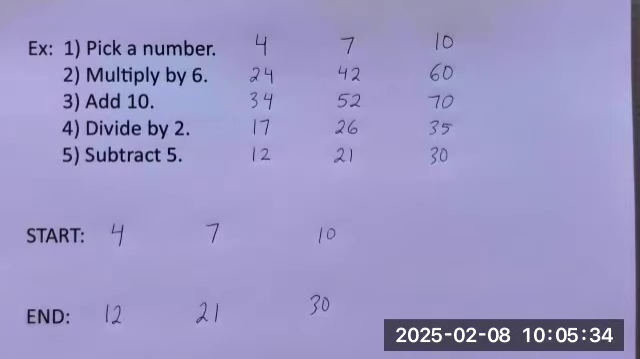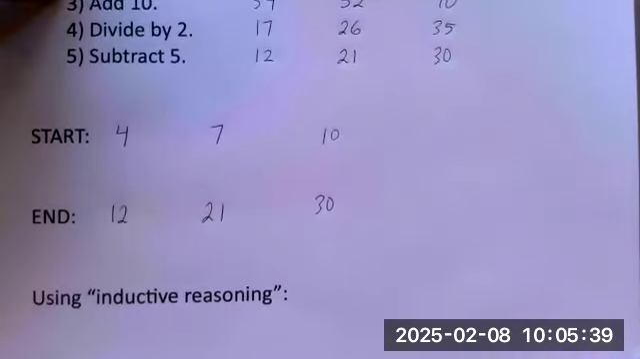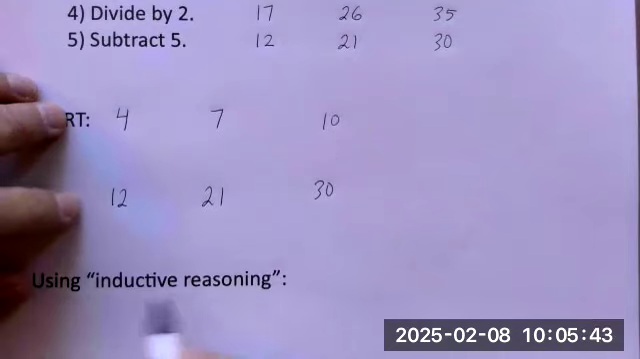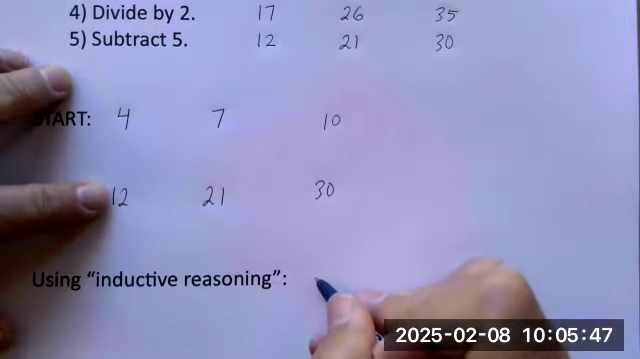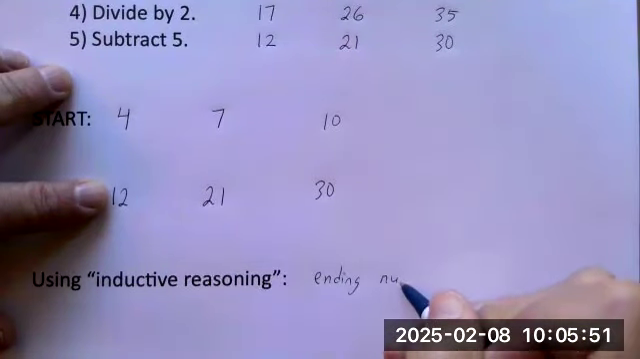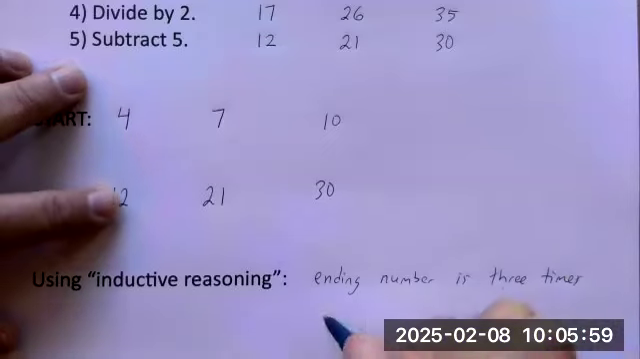If you want to try a couple more examples on your own, that would be great. But at this point, I think we could say maybe it's true, or at least we're using inductive reasoning here. So it's always an educated guess. But it looks like, probably, the ending number is 3 times the starting number.